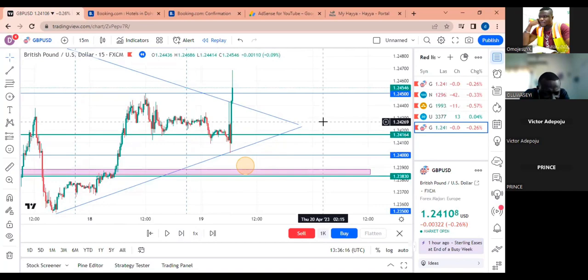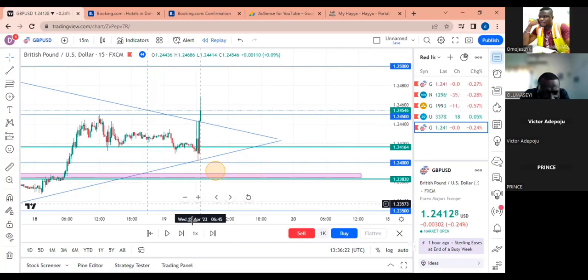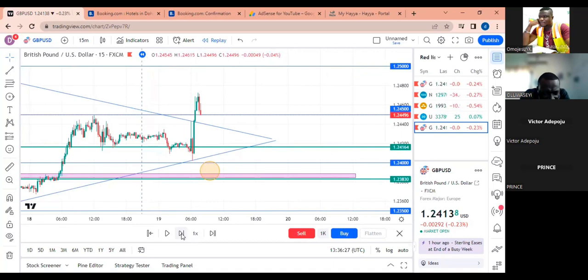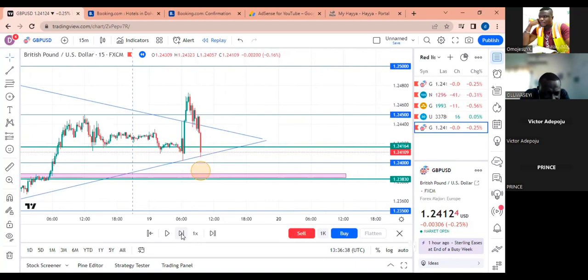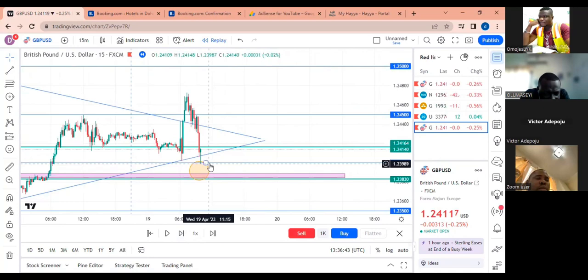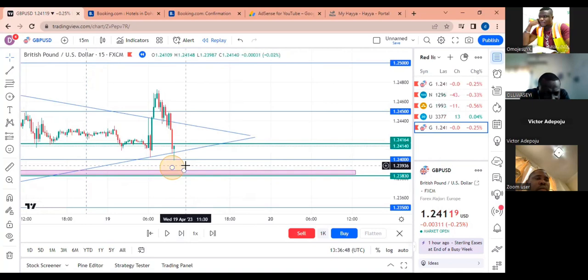So we can see the market is going. Okay, it's coming. Can we see that? The market eventually came back to this particular point. They eventually came back to this particular zone to test this psychological level again.